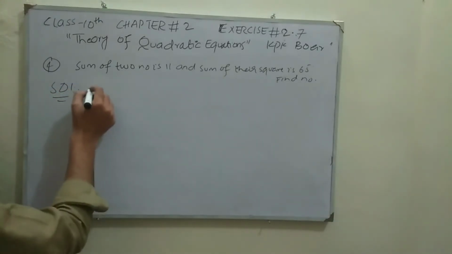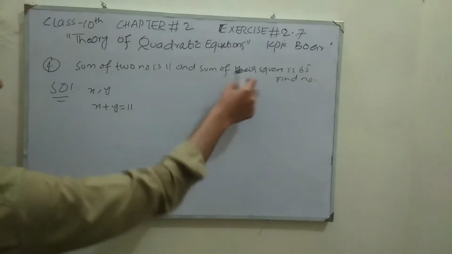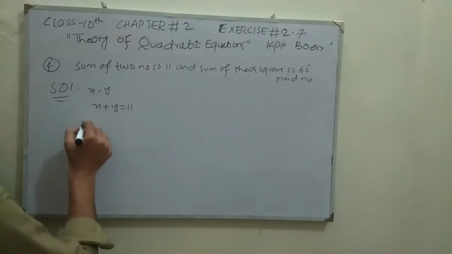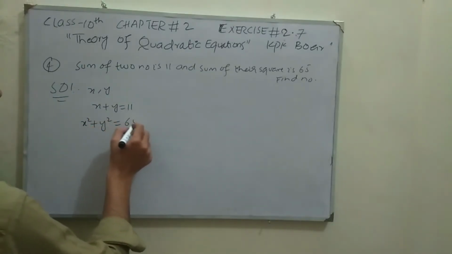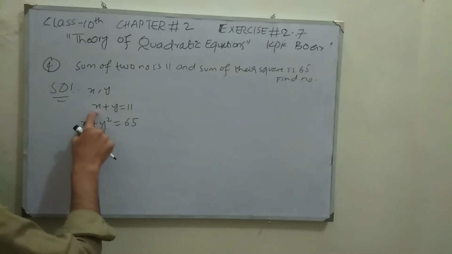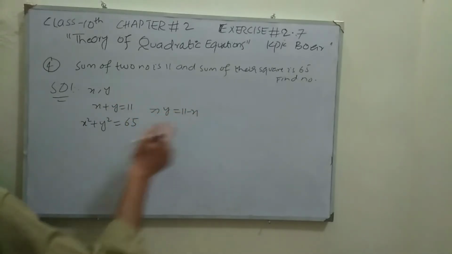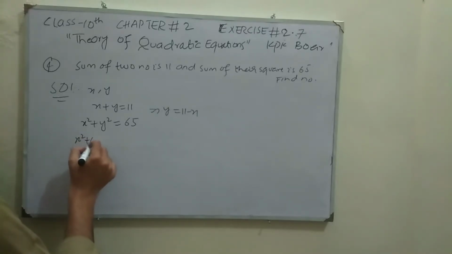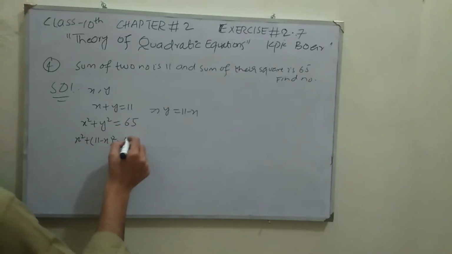Let the numbers be x and y. So their sum is equal to 11. And according to the given condition, the sum of their squares, if we take the square of both x and y and add, gives us 65. Taking the value of y from the first equation, y is equal to 11 minus x. Put the value of y is equal to 11 minus x in this equation. So x square plus 11 minus x whole square, shift 65 to the left hand side, becomes minus 65 is equal to 0.